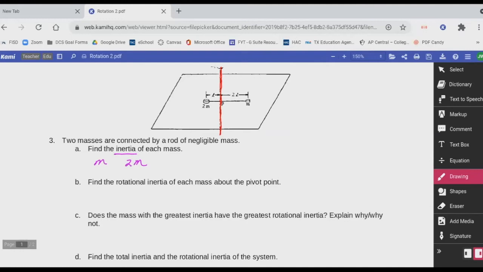Exactly right. Now it says find the rotational inertia of each mass, and here I'll tell you rotational inertia. We can say that I equals mr squared. So what's the rotational inertia of the m? M times 4L squared. Yep. Or, yeah, 4L squared. I'm good. What's the other one? 2ML squared.